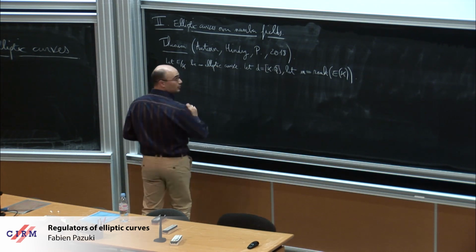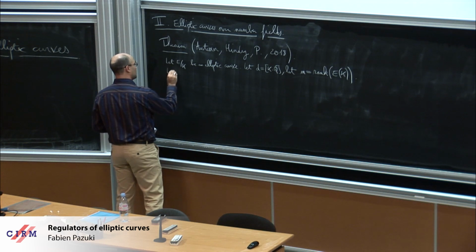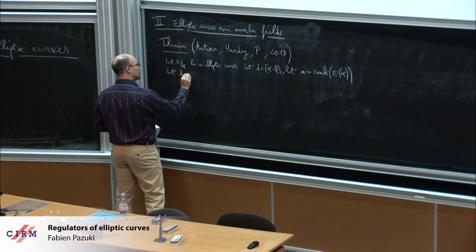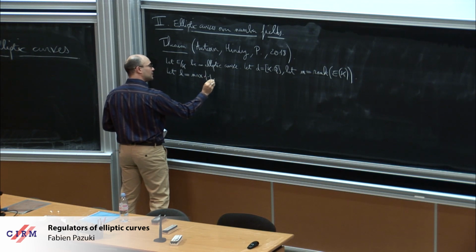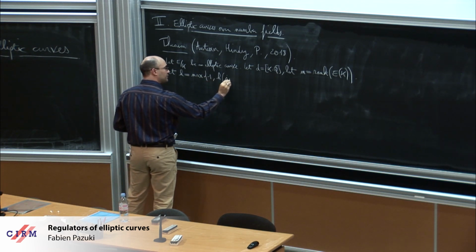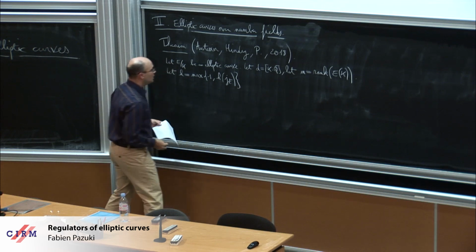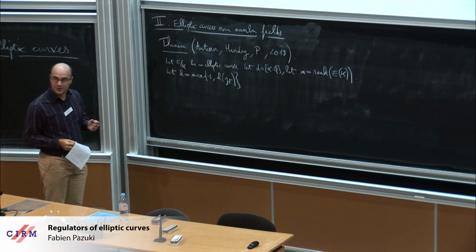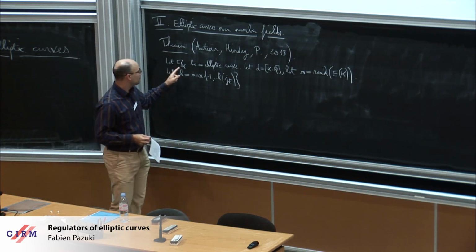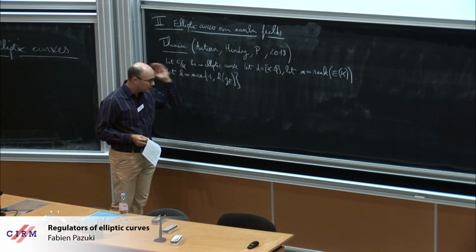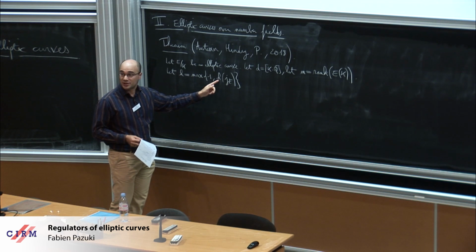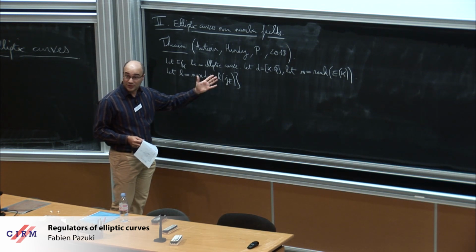Let me also denote H to be the height of the J invariant of the curve you consider. So E is defined over a number field, so this J invariant is an algebraic number, and this H is the Weil height of algebraic numbers.